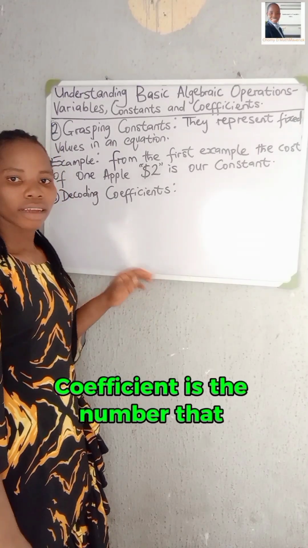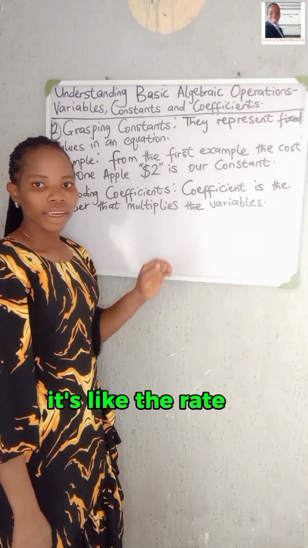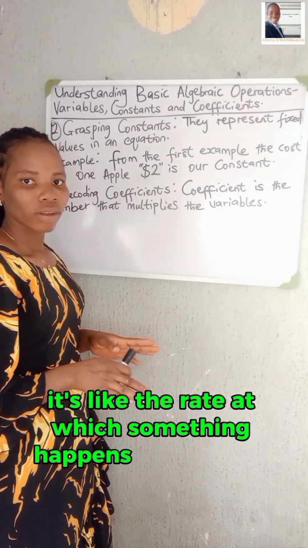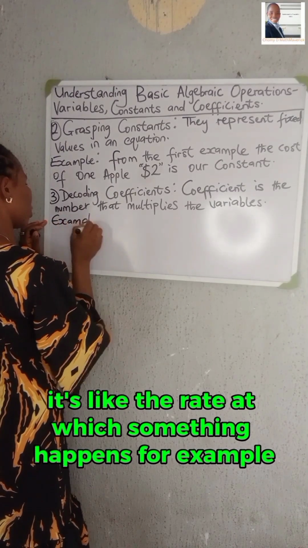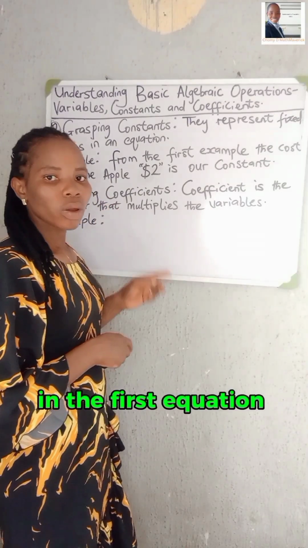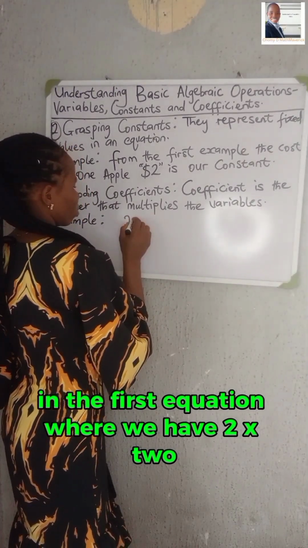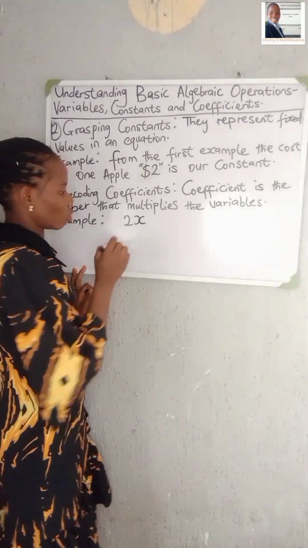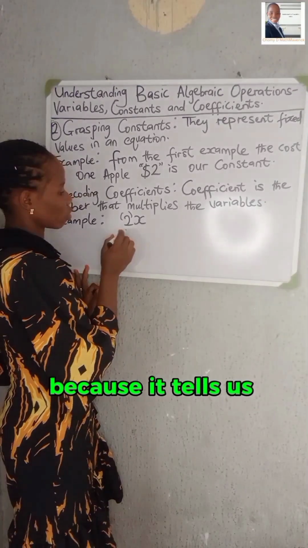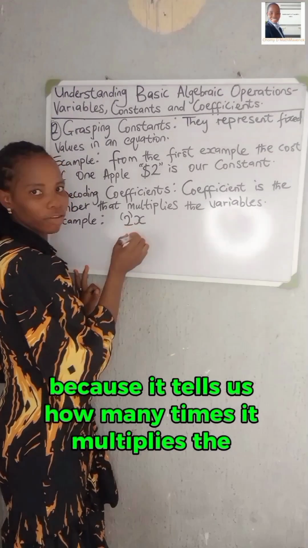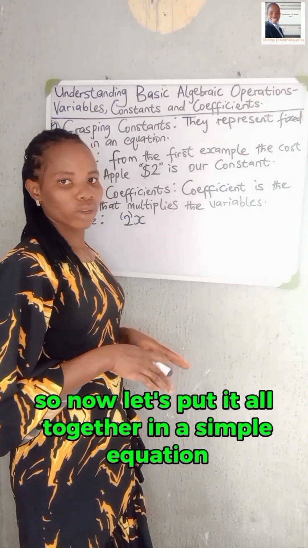A coefficient is the number that multiplies the variable. It's like the rate at which something happens. For example, in the first equation, where we have 2x, 2 here is our coefficient because it tells us how many times it multiplies the variable. So now, let's put it all together in a simple equation.